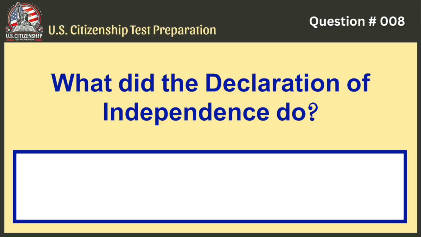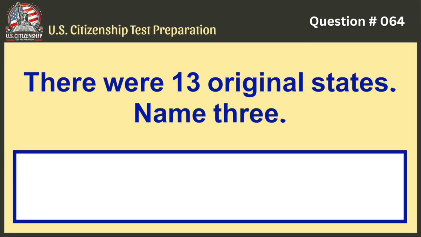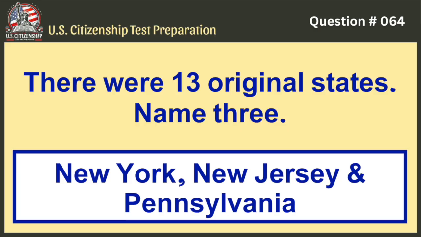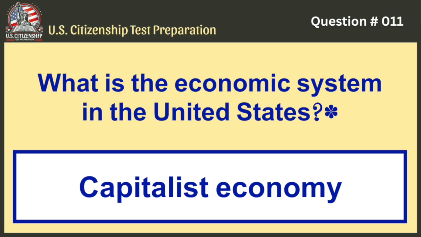What did the Declaration of Independence do? Announced our independence from Great Britain. There were 13 original states. Name 3. New York, New Jersey, and Pennsylvania. What is the economic system in the United States? Capitalist economy.